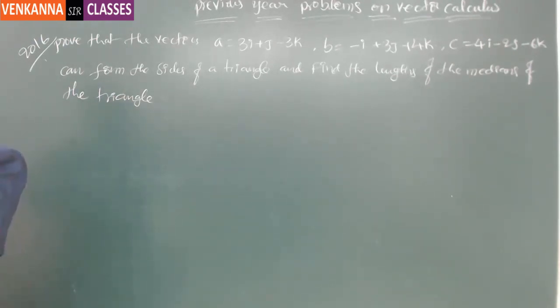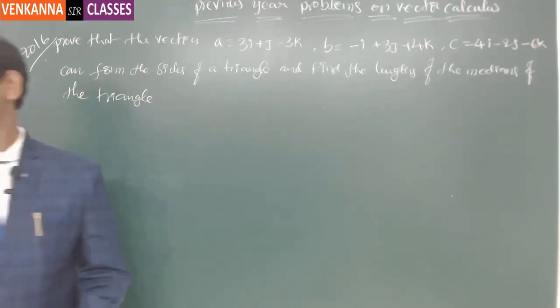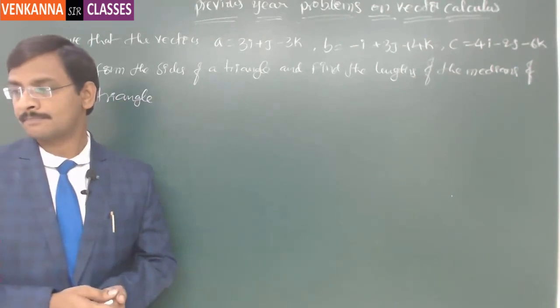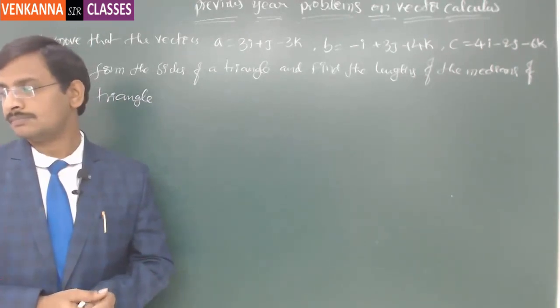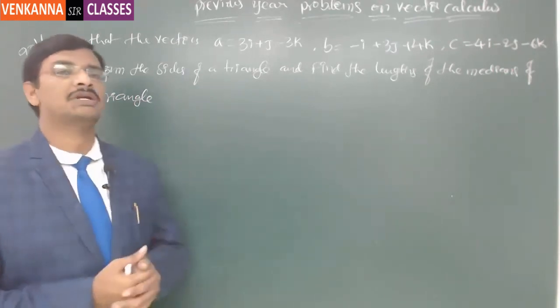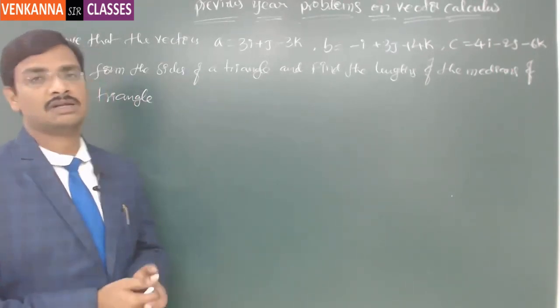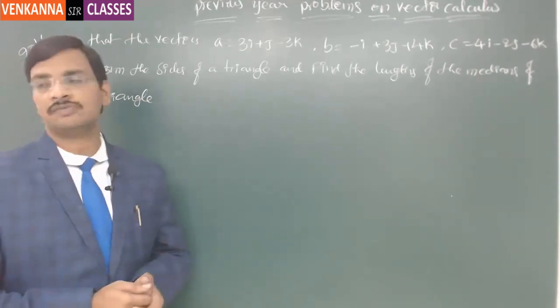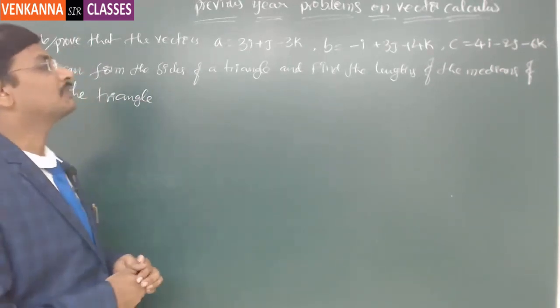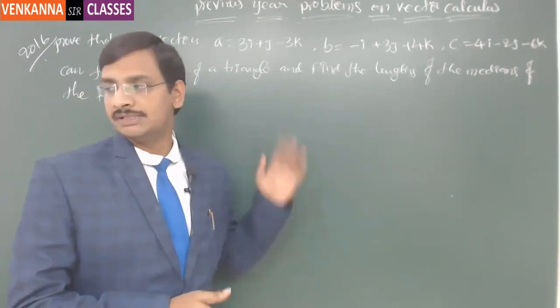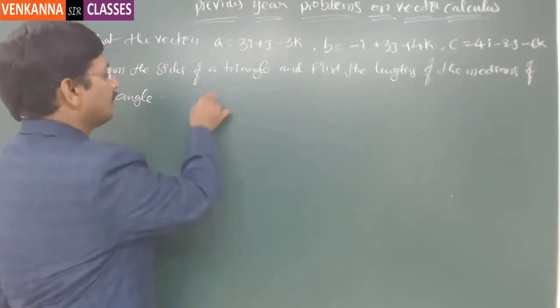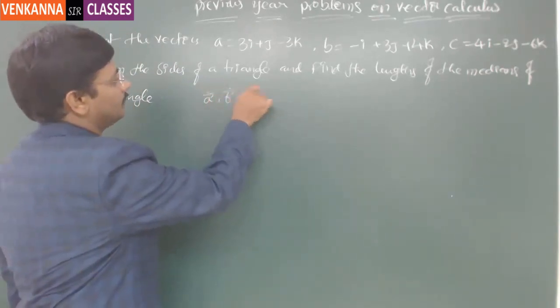Any idea how we can solve this? Anybody? This is actually straightforward on vectors. It's not even on vector calculus. These are from the basics of vectors. Here, without mentioning, if he simply gives the position, then this is nothing but the position vector. So A, B, C are the position vectors.